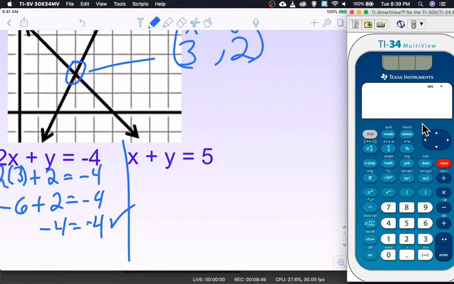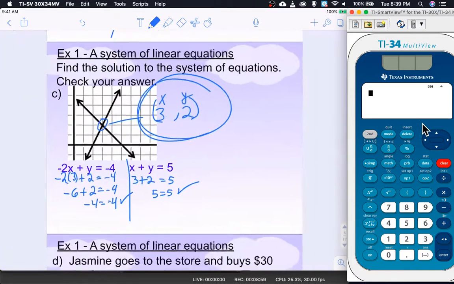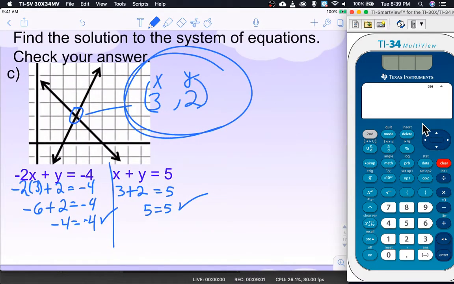My other equation, 3 plus 2 equals 5. Yeah, 3 plus 2 is 5. That math checks out. So this has now been proven that that is our solution. Okay, so the solution to a system of equations is where your lines intersect.